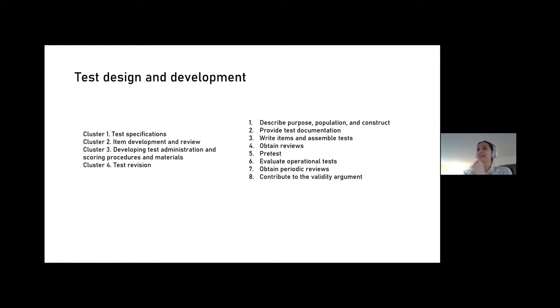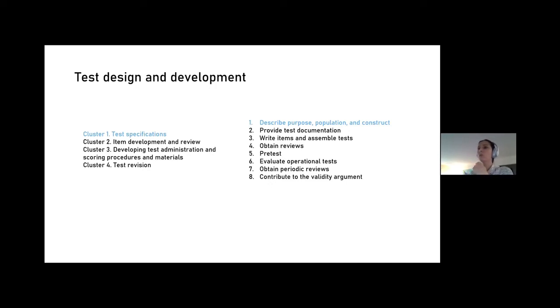And the first step is about describing purpose, population, and construct. This is more about test specifications. Here, it is advised that the test developers should obtain or develop documentation related to the intended purposes of the test, the populations of interest, and the constructs to be measured with specific objectives, also known as test blueprints. And also, the developers need to be clear about how they operationalize the construct.